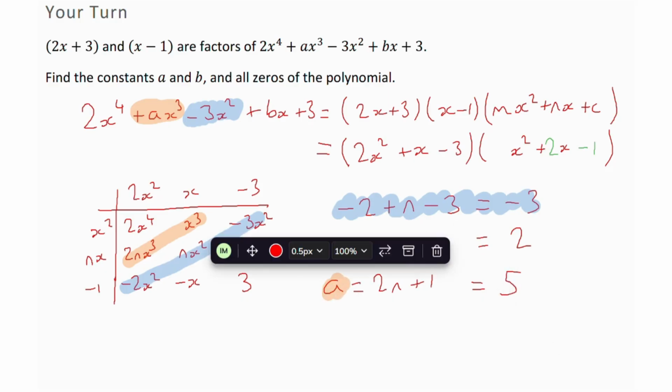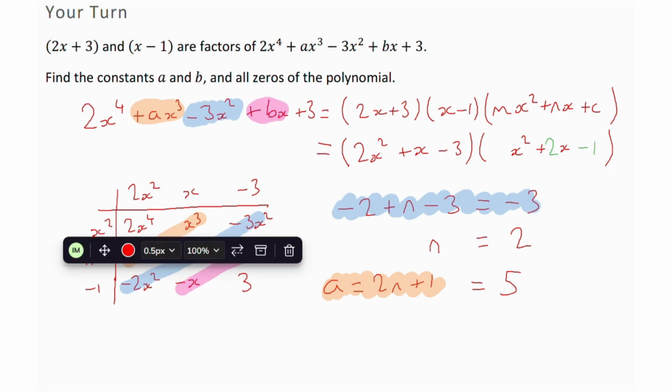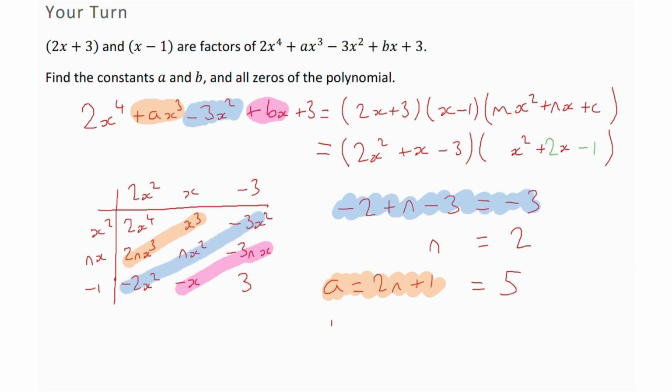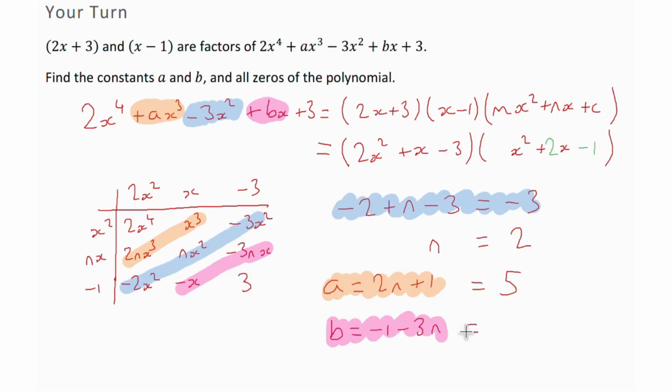by equating those coefficients of x cubed and equating the coefficients of x. I get b is equal to minus 1 minus 3n, which is equal to minus 1 minus 6, so minus 7. So b is equal to minus 7. So I found a and b now. That's the first part of the question, 5 and minus 7.